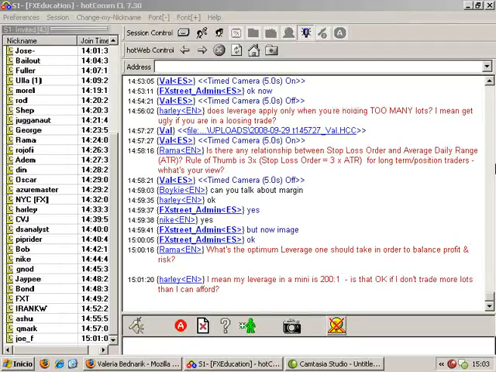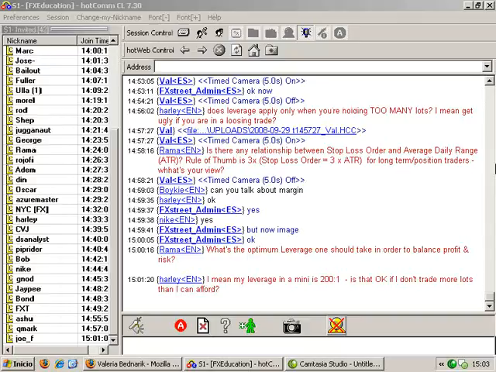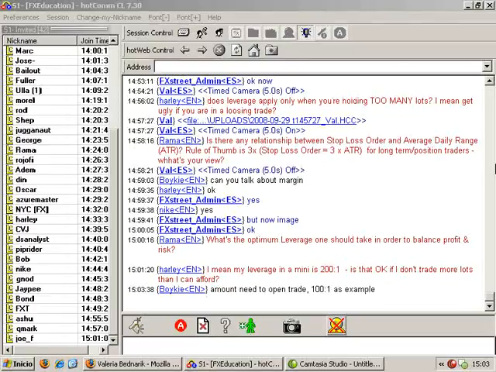Rama said, "What's the optimum leverage one should take in order to balance profit and risk?" That's what I was saying to you. Not more or less than 2 or 3% per trade. I usually risk 2%, not more, with a fresh, new account, and wait until I build it up, I don't know, to 1,000 or 2,000, and then I move up. Okay, I risk 3%.